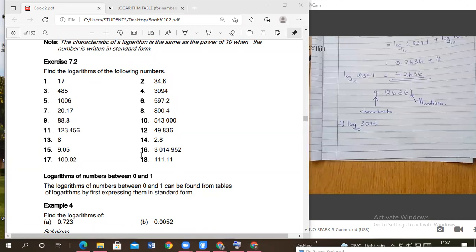Follow all the steps, please. What's finished? Members, I'm waiting. Members?